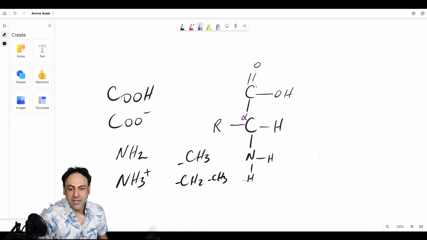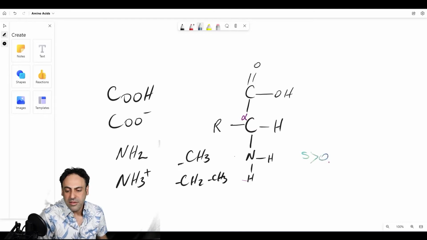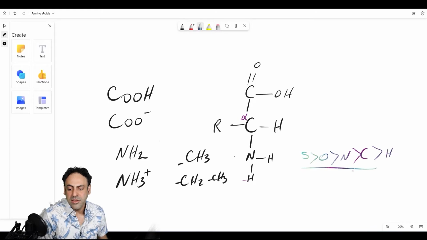So look here, which one has a higher priority? The carboxyl group, hydrogen, nitrogen from the amine group, or the R group? In this case, the alpha carbon is connected to the nitrogen, and the nitrogen has a higher priority. So the first carbon that is connected to the higher priority group is called alpha carbon. And if you want to remember how this works, first comes sulfur, then we have oxygen, then nitrogen, then carbon, and at the end we have hydrogen. That's how it actually works.